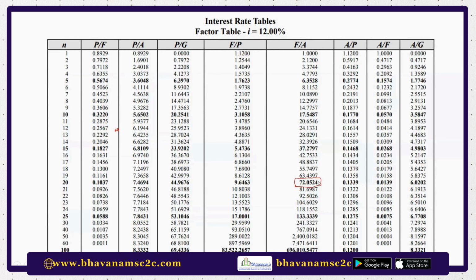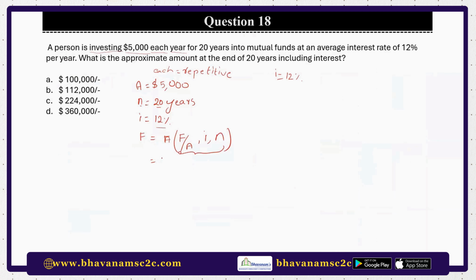72.0524. Okay. Now, it is A value, which is $5,000 into 72.0524. What is the approximate amount? 5735. So the approximate amount is somewhere around 360,000. Yeah. So let me calculate it. 5,000 into 72.0524, which gives the exact amount of dollars, 360,262.